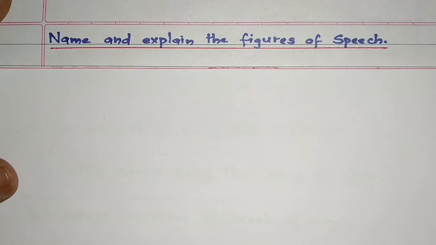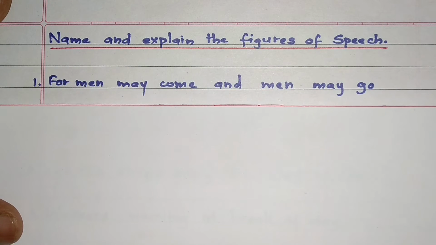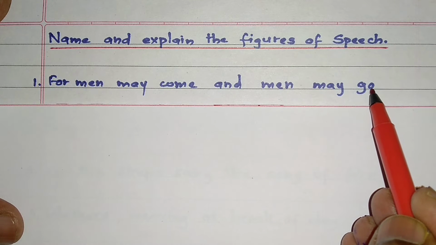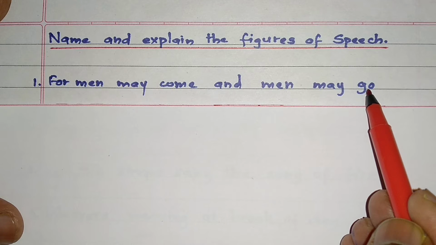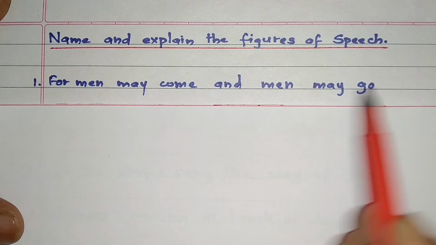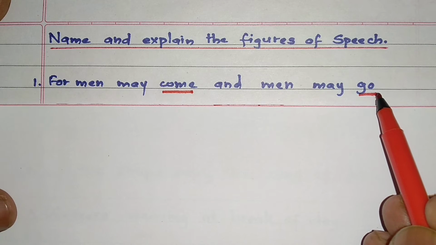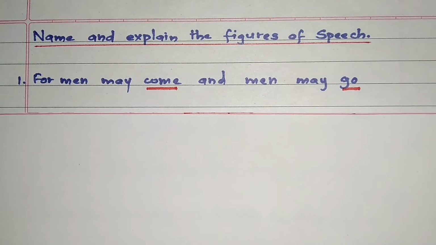Now it's activity time. Let's do an activity to understand these three figures of speech. Name and explain the figures of speech. First, for men may come and men may go. Friends, before we go ahead, let me tell you that one line may have more than one figure of speech. So right now, we will concentrate on only those figures of speech which we have learned. Come and go are opposite words, and therefore, friends, the figure of speech over here is antithesis.